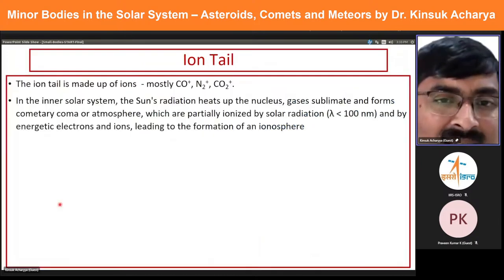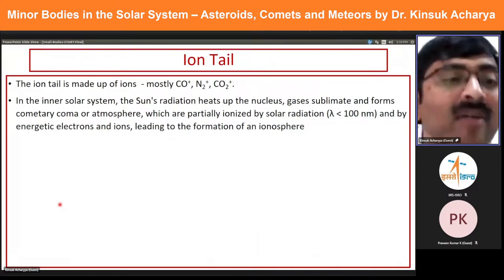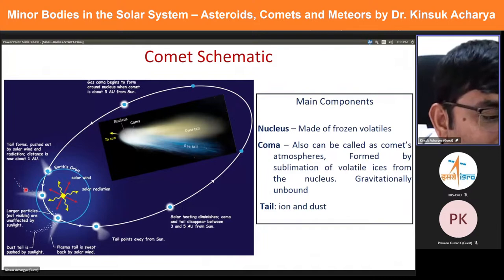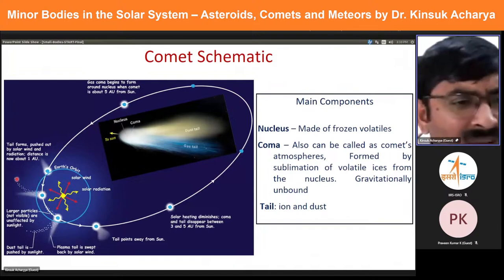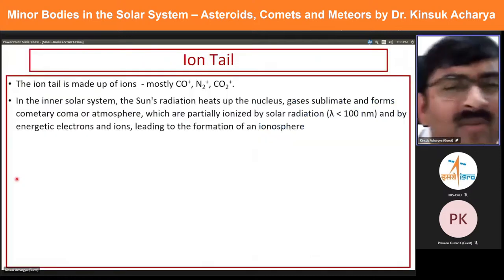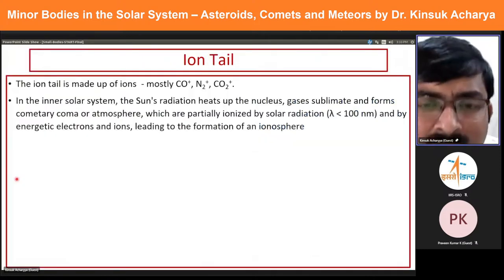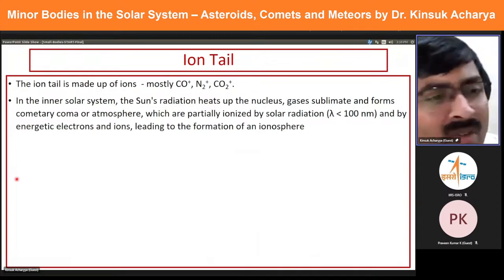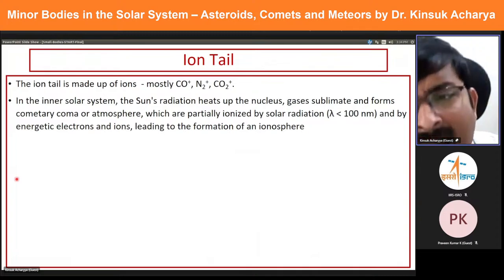Now let us see what these ion tails are. As I have mentioned here, it has two tails. This is the ion tail, and this is the dust tail. What are these ion tails made up of? They are primarily made up of CO+, N2+, CO2+. Then there are H2+, H3+, and a lot of other types of ions.